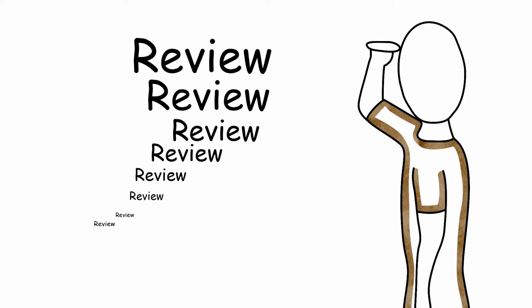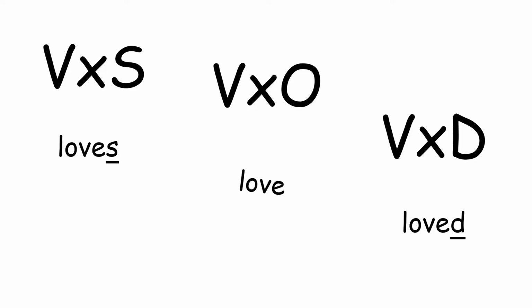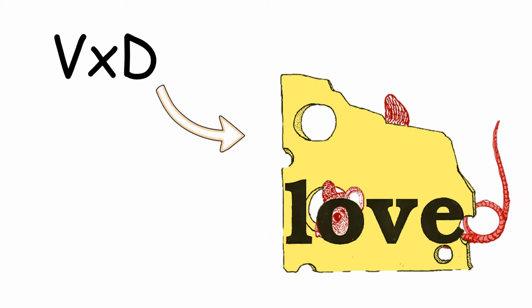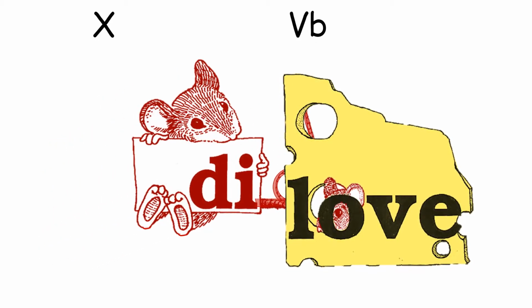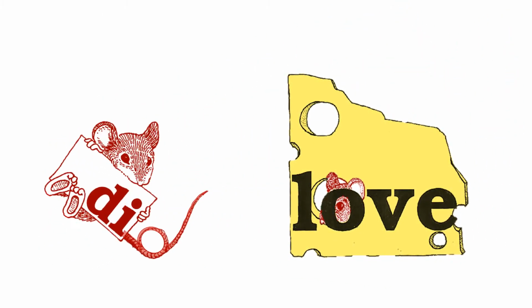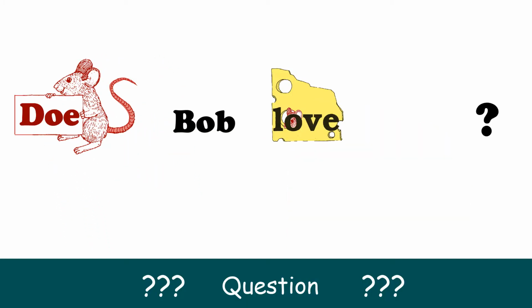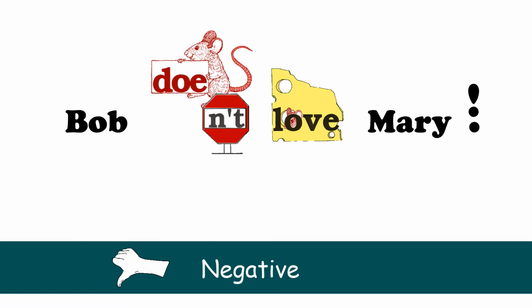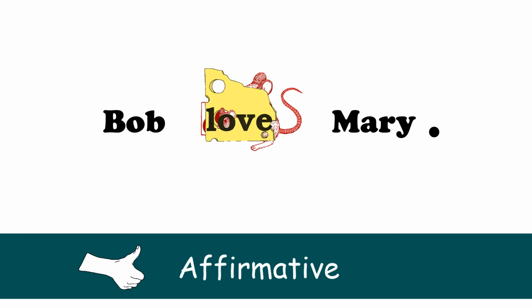To review, in VXS, VXO, and VXD verbs, the X word is hidden, but it's there, like a little mouse hiding in its cheese. When it comes out, the mouse brings its tail with it, leaving the base form. It's the mouse that does all of the work. The cheese just sits there, like cheese. The mouse moves closer and closer to the cheese as it goes from asking a question to making a negative to adding emphasis. And this is true in every sentence. If you can't see an X word, it's hiding.